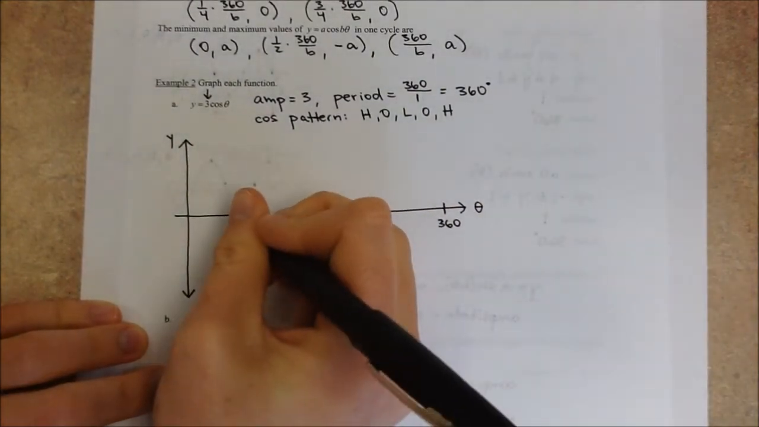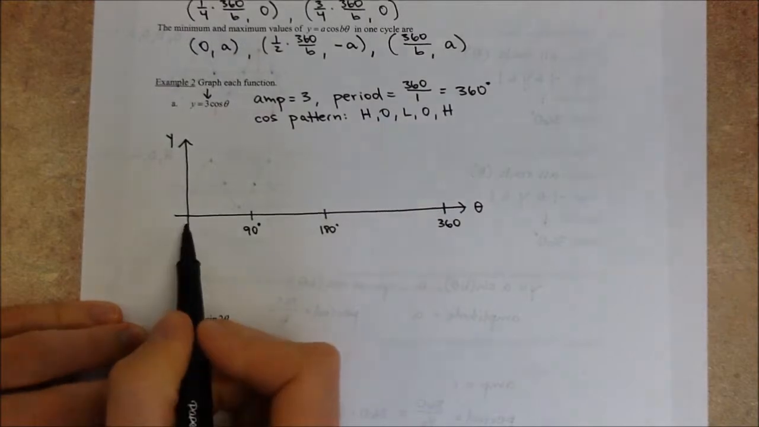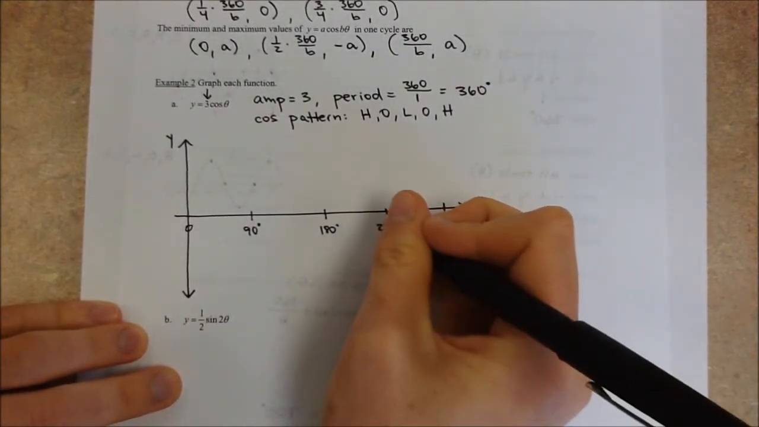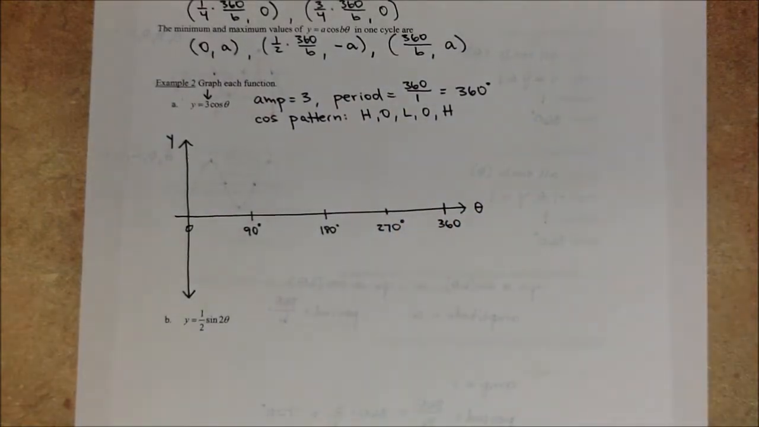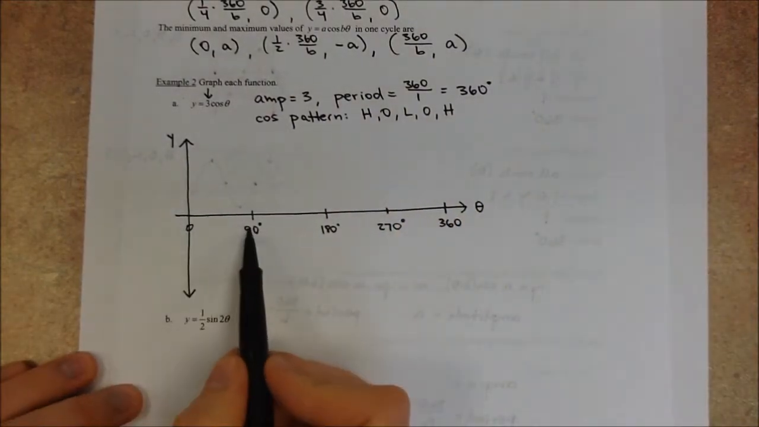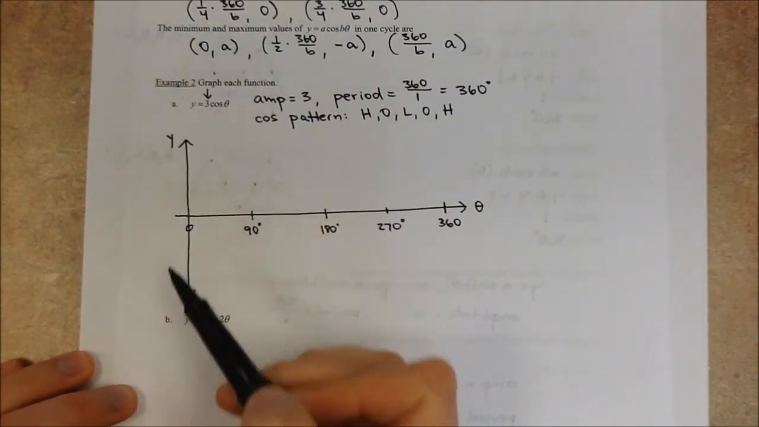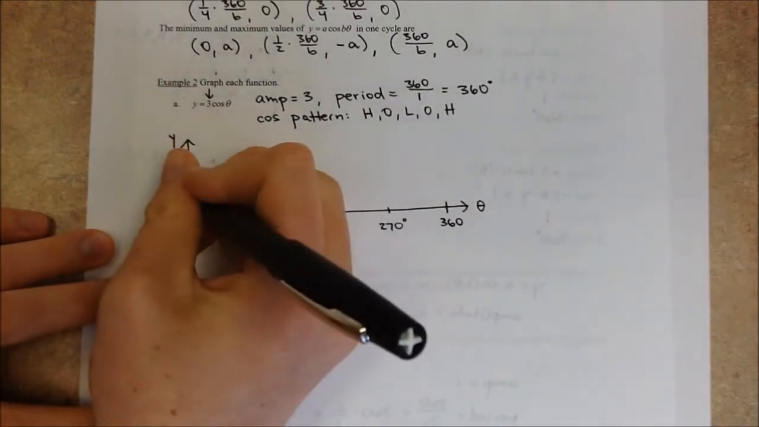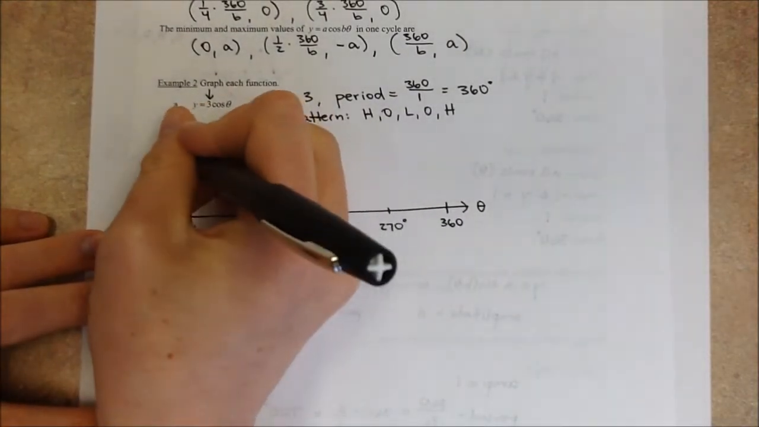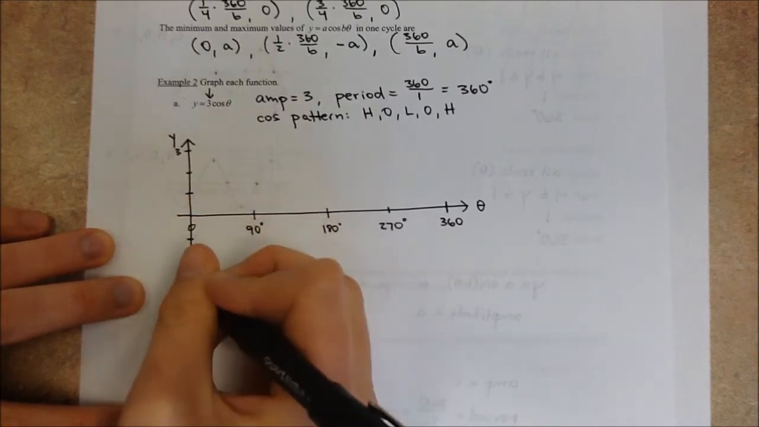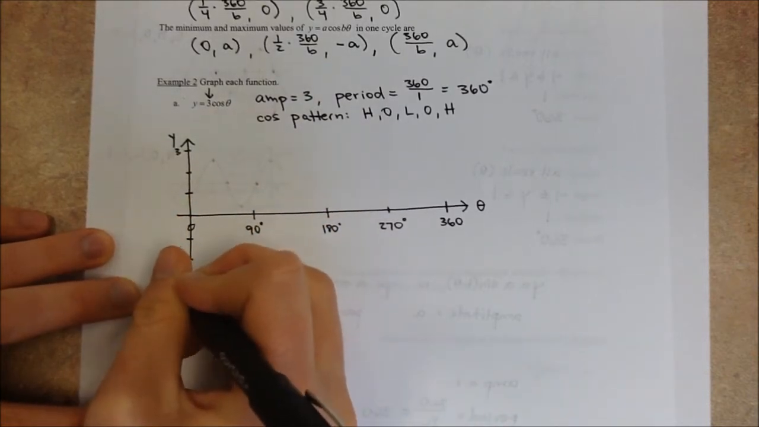Quarter of the way through would be 90. We start at 0 right here. And then 3/4 of the way through would be 270. Okay, so that's how we mark up our theta axis. Those are the values of theta that we'll be using, 5 values altogether. And then we use the amplitude to mark the y-axis, how high and how low our graph will get. So 1, 2, 3 will be our high point, and down to -1, -2, -3.